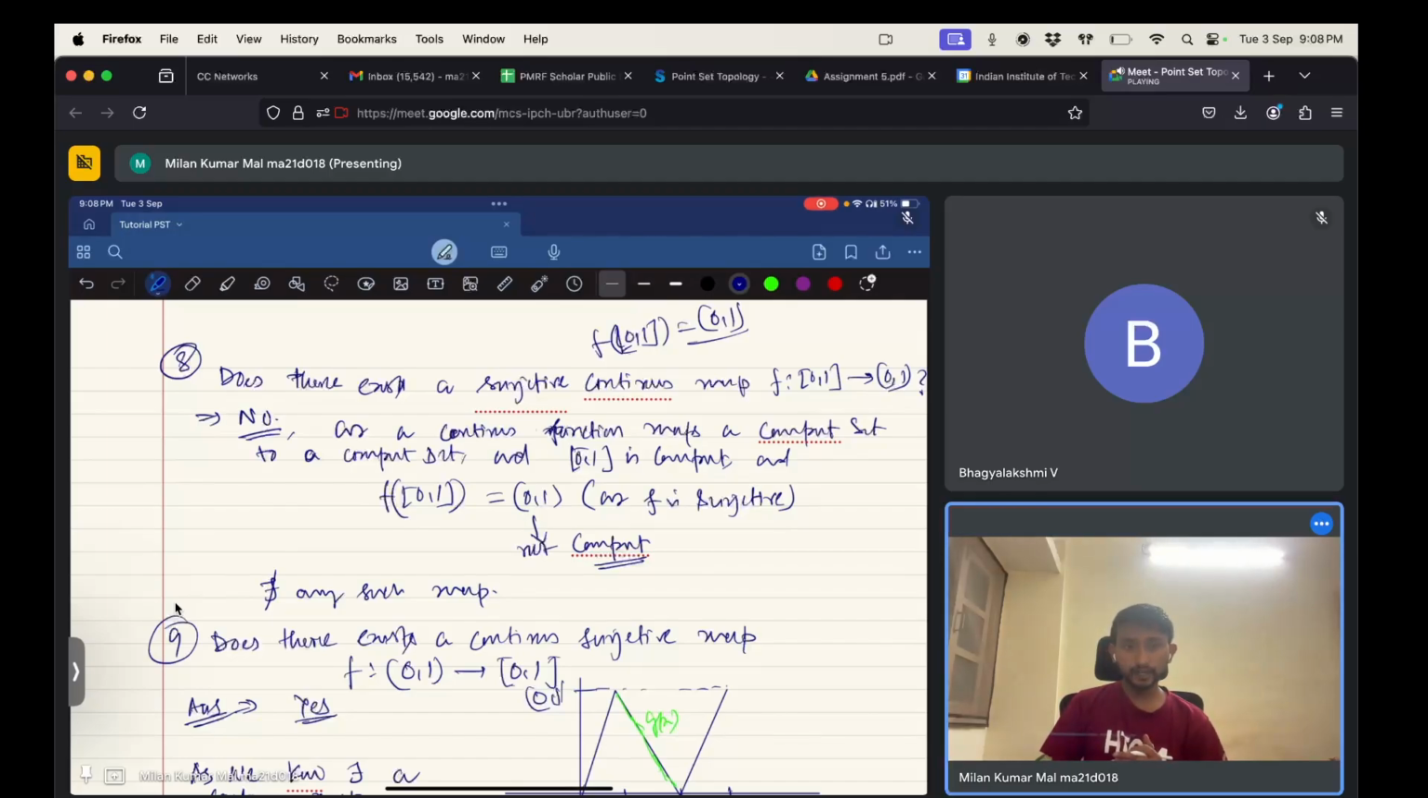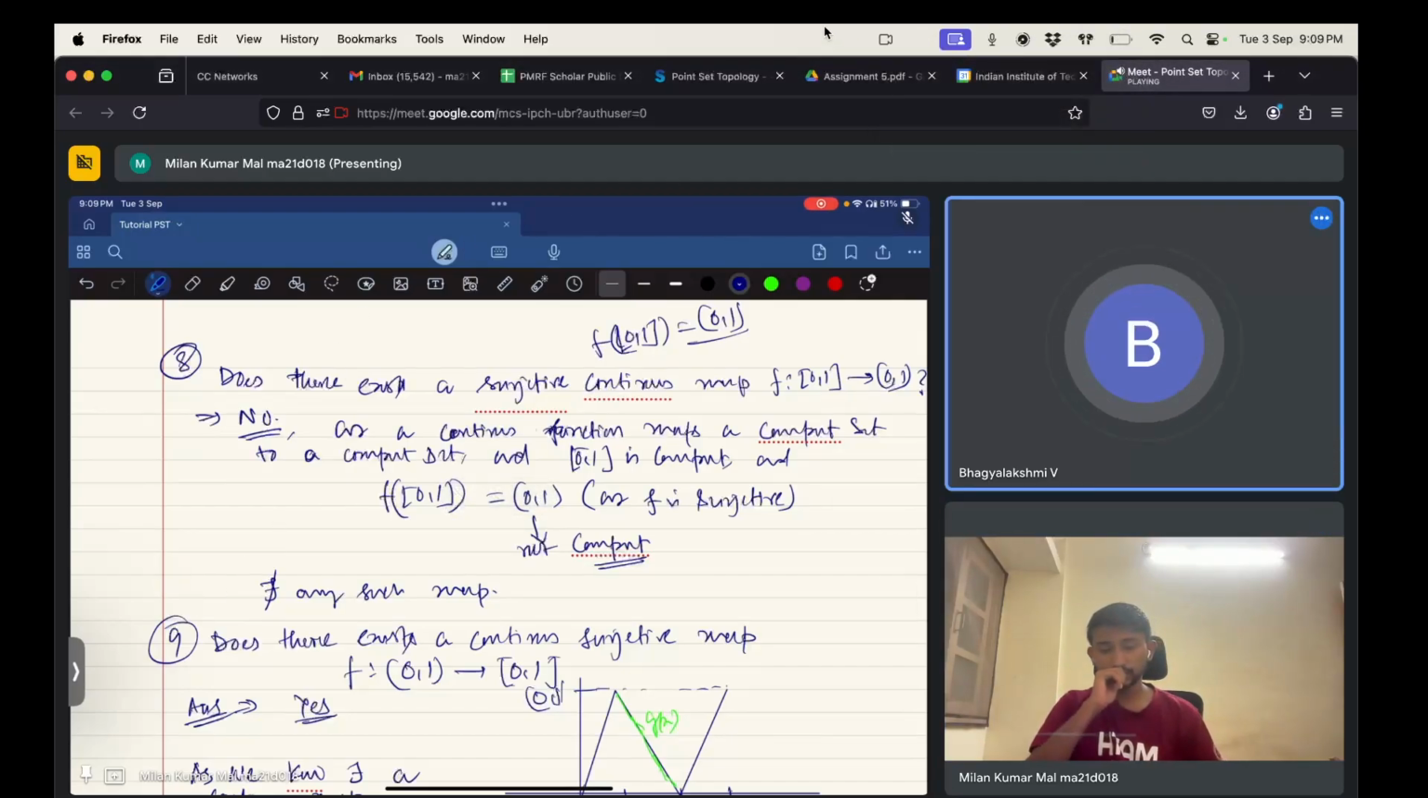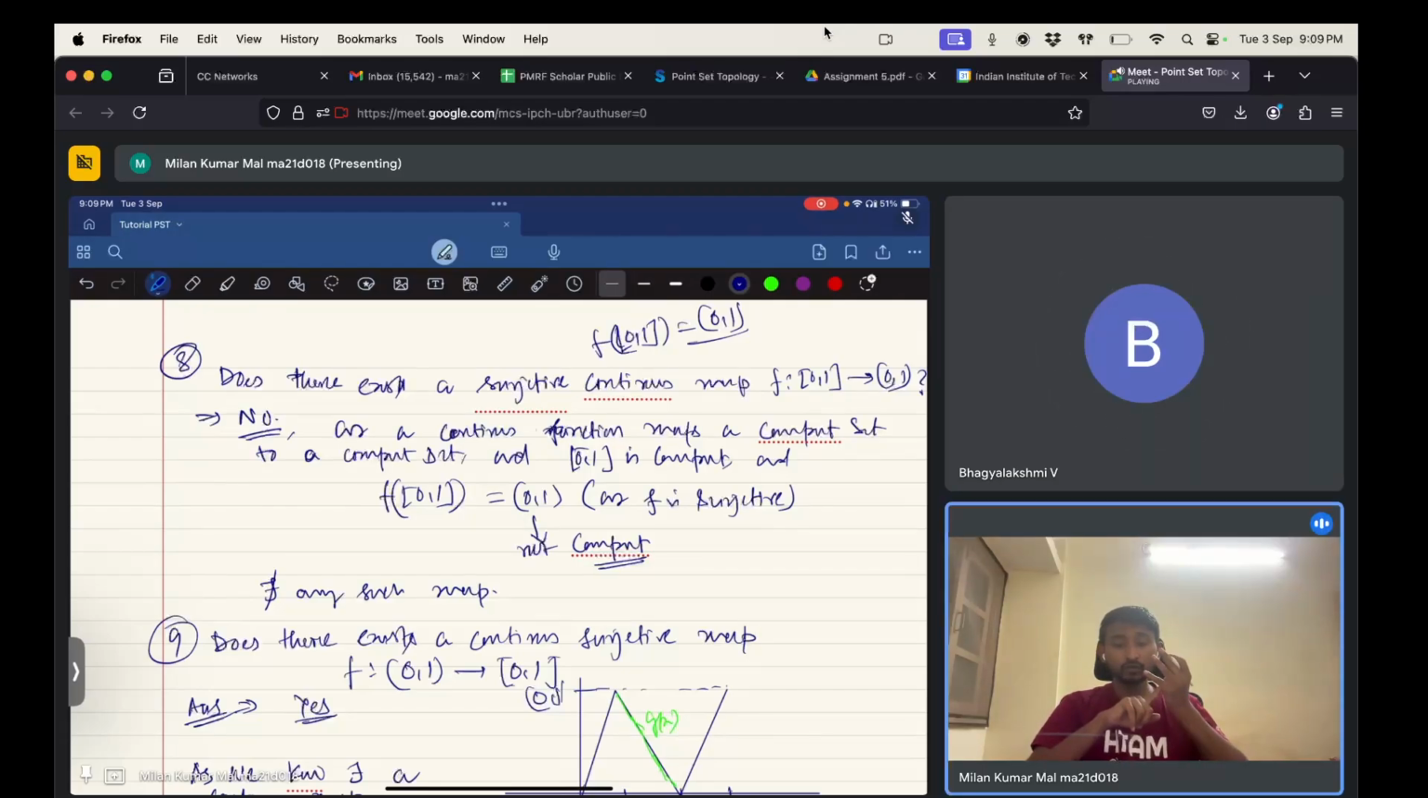Is it clear? Or should I explain it differently? Let me say once again. Closed interval 0, 1 is a compact set, because that is closed and bounded. But open interval 0, 1 is not compact, because that is not closed. In R, a set is closed and bounded if and only if it is compact. And a continuous function should map a compact set to a compact set.